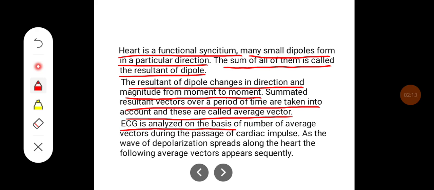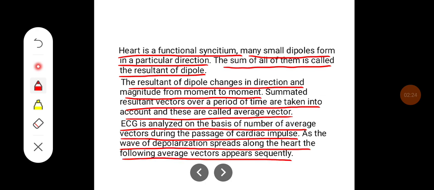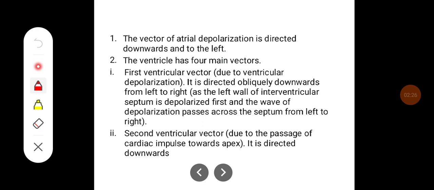ECG is analyzed on the basis of number of average vectors during passage of cardiac impulses. As the wave of depolarization spreads along the heart, the following average vectors appears sequentially. The vector of atrial depolarization is directed downwards and to the left, whereas ventricle has four main vectors.